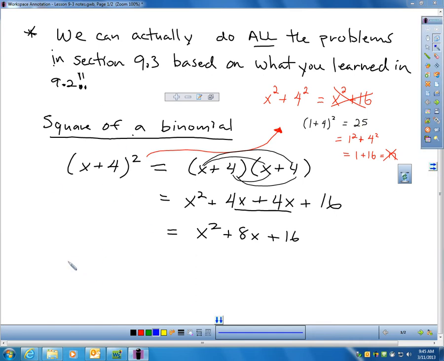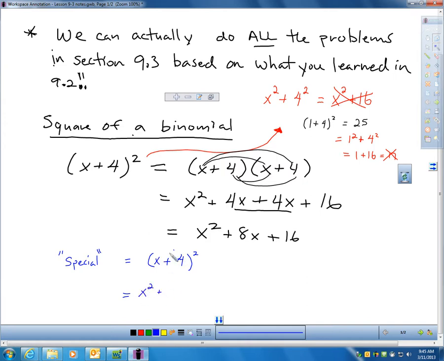Here's the shortcut, or this is why they call it special. Whenever you have a binomial and you square it, there's a special shortcut you can apply, and here's all you have to do. Oops, I miswrote that. I wanted to put x plus 4 and square it. Here's all you have to do to apply this special shortcut. You take the first term and you square it: x squared.